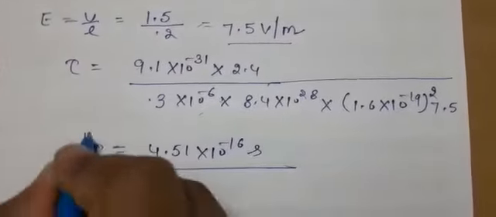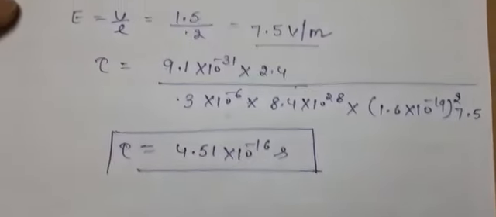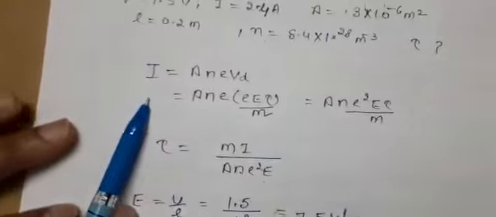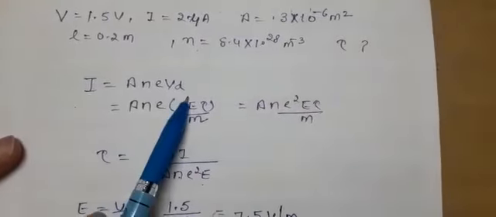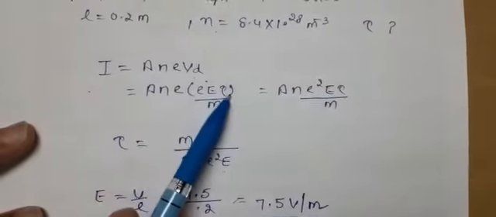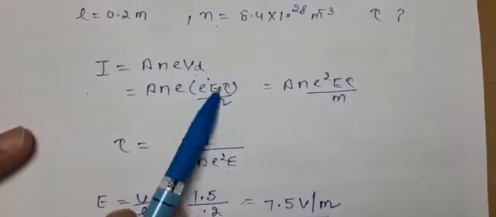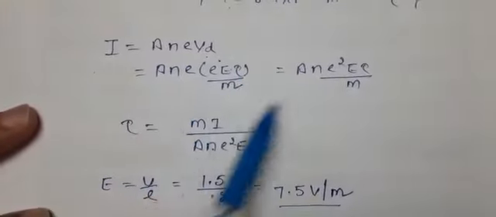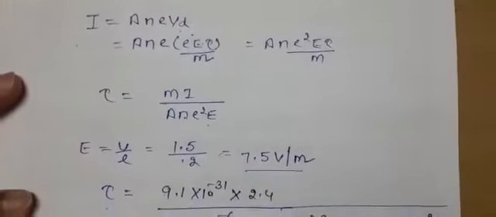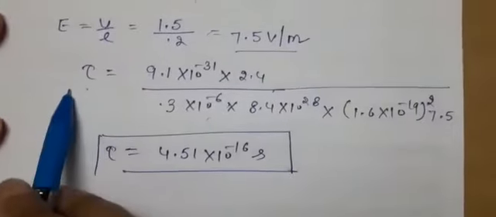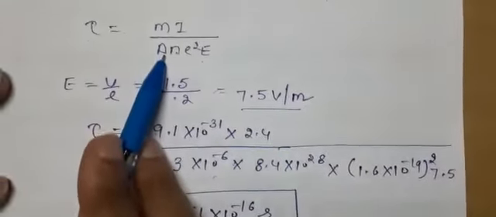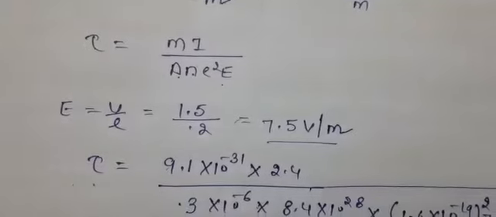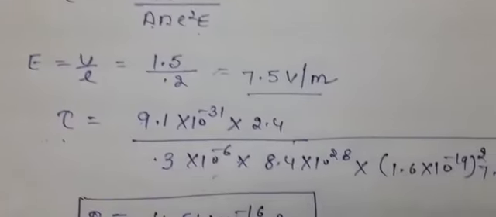So simply you can see, this is a formula based question. You have to take current in terms of drift velocity, but relaxation time has been asked, so you have to substitute the basic values so that you can directly obtain the formula for relaxation time. So on substituting the values, you get the answer.